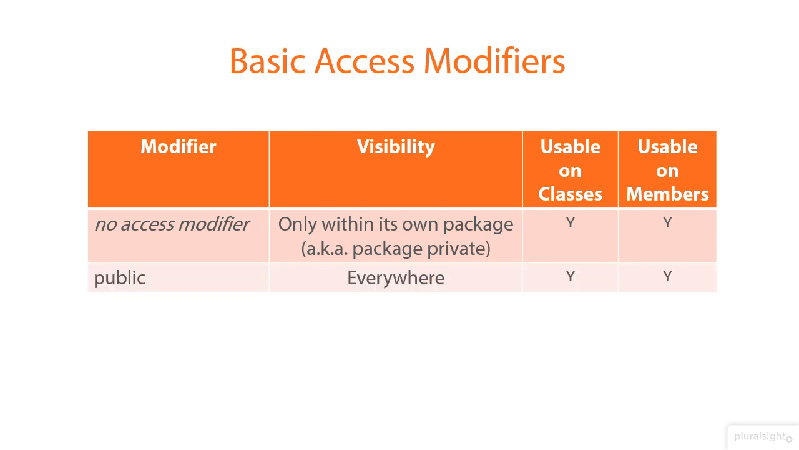Now, one of the ones we commonly see is the public access modifier. And if a class or a class member is marked as public, that means it can just be used anywhere at all in the program.